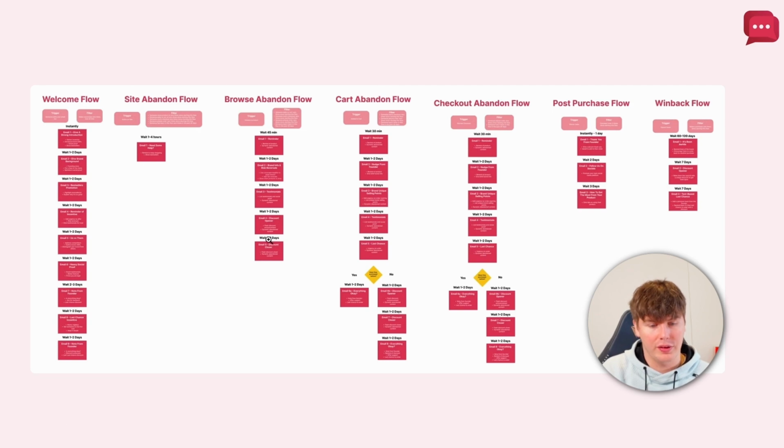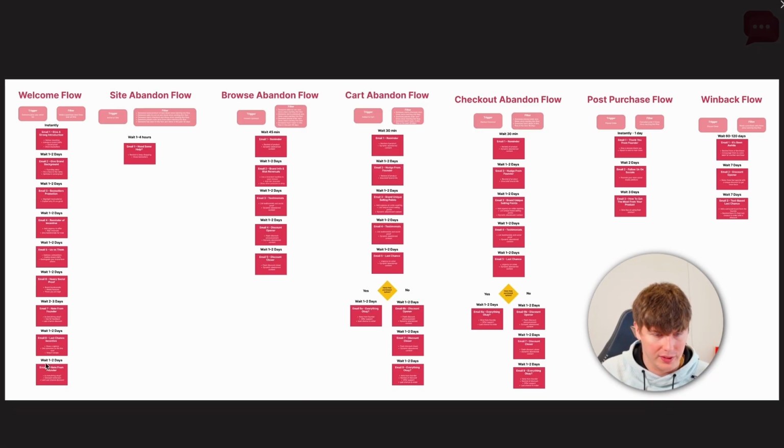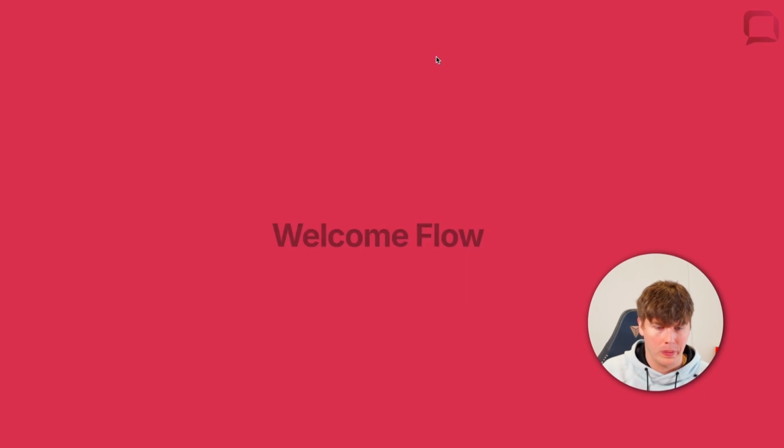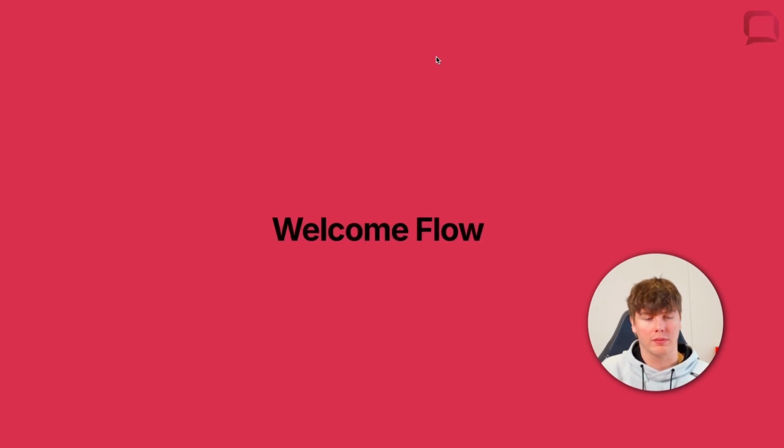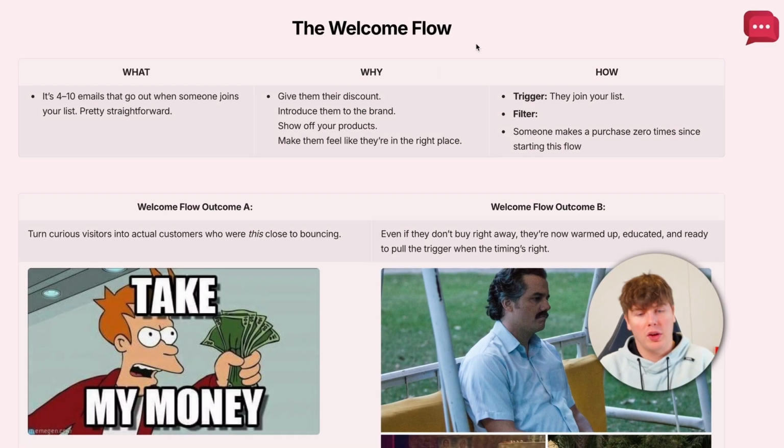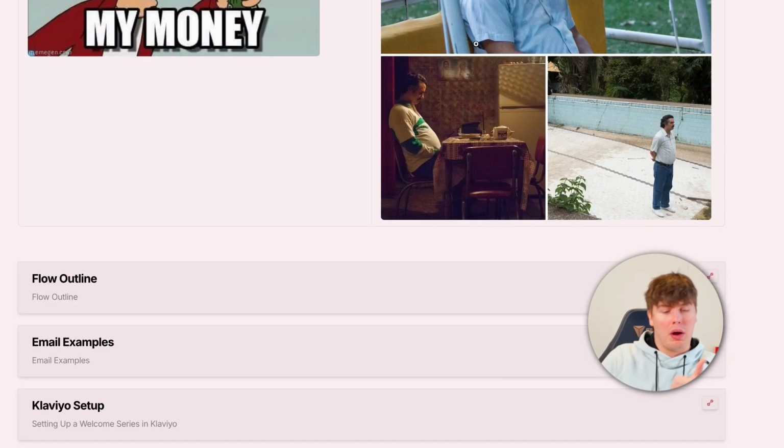Here is an overview of all the flow templates, the outlines, time delays, and what I recommend in each email. If you have the doc, you can check this out. Otherwise, we'll break them down individually in this video. So the first one, the welcome flow. For each flow, I'm going to break down what, why, how, and then I'm going to get into flow outlines, email examples, and Klaviyo setup.